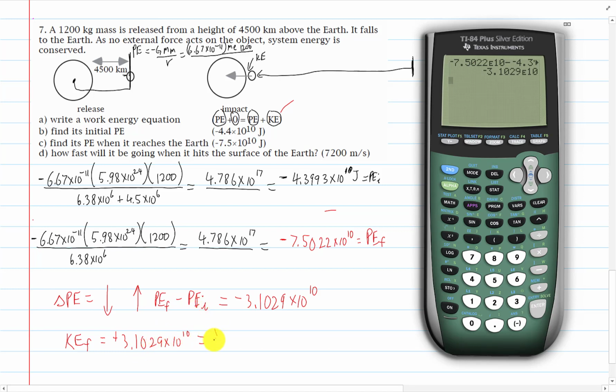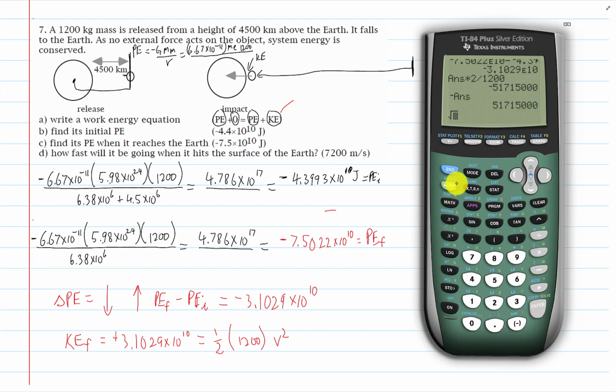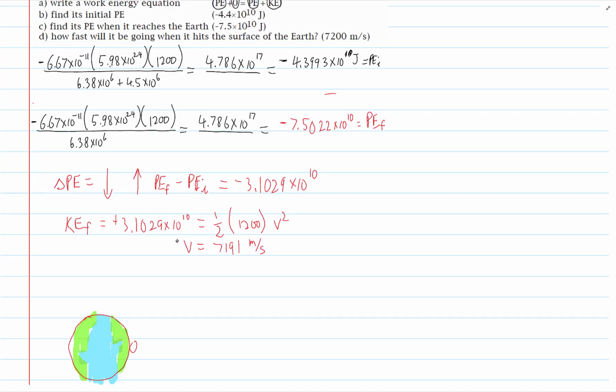And that has to equal 1/2 times the mass, which is 1200, times v squared. So I multiply this by 2 divided by 1200, and then I square root it. Oh, gotta make sure it's a negative and a positive in there. So I got a negative, the answer is that, and now square root that. Also square rooting the negative will give me an error. V is equal to 7191 meters per second. Nice. So that's how fast it'll hit. That's cool. Okay, that's good. That's the velocity that it'll hit with.